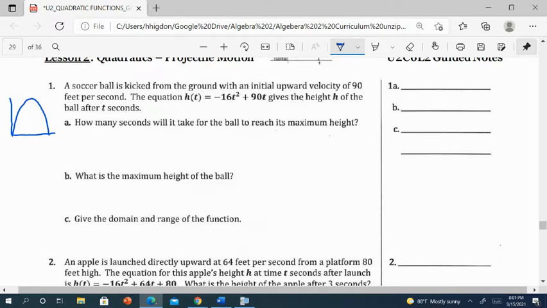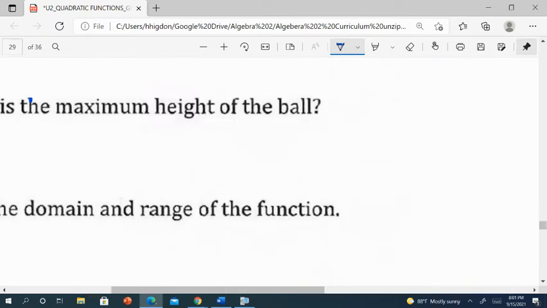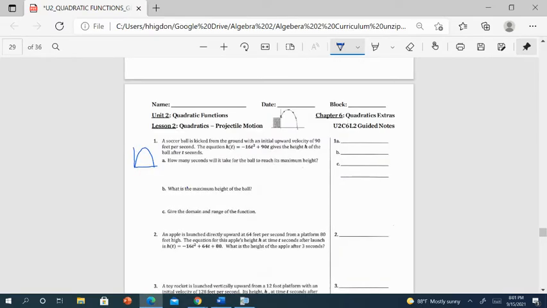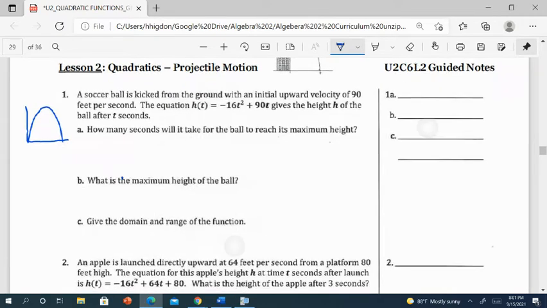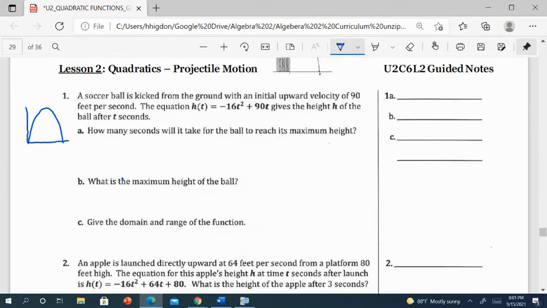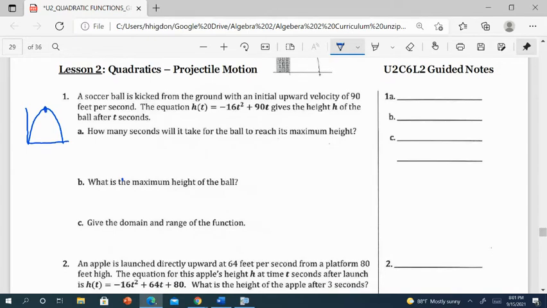Question A says, how many seconds will it take for the ball to reach its maximum height? So it's asking about that maximum point. Sorry, I messed up the zoom there. So the maximum point would be this point right here. And the calculator can spit that information out for us.